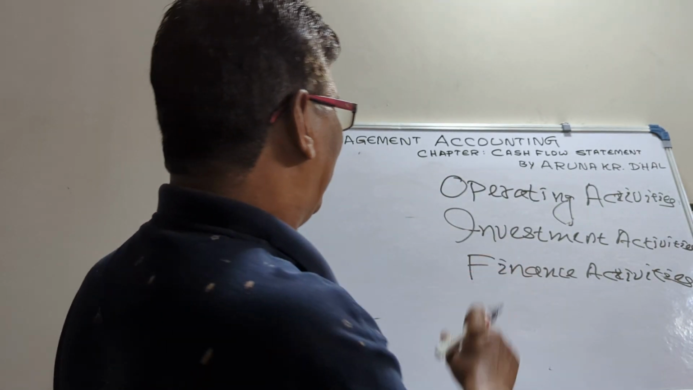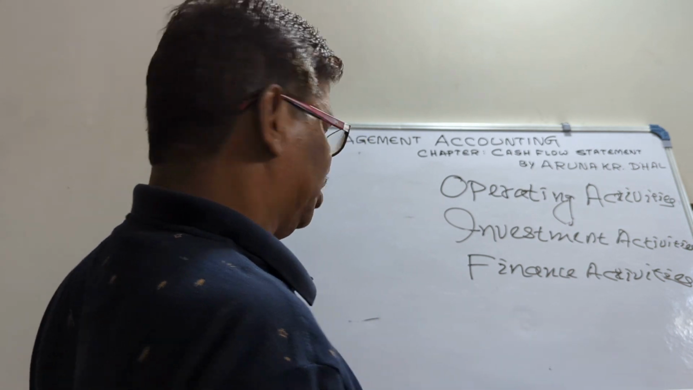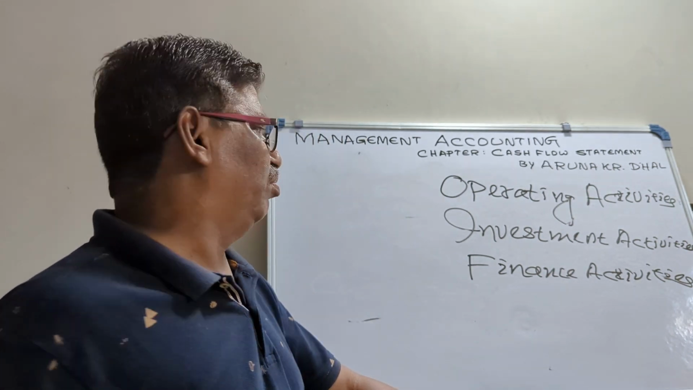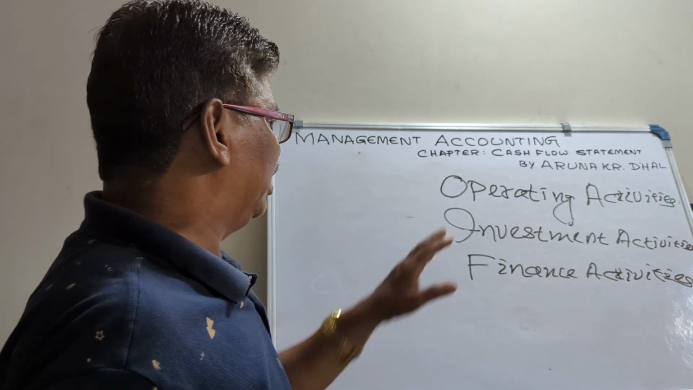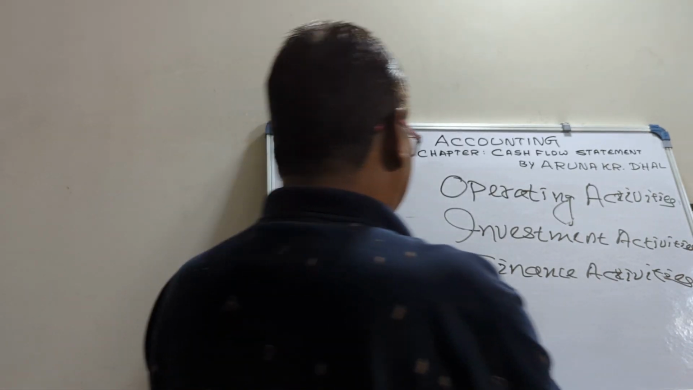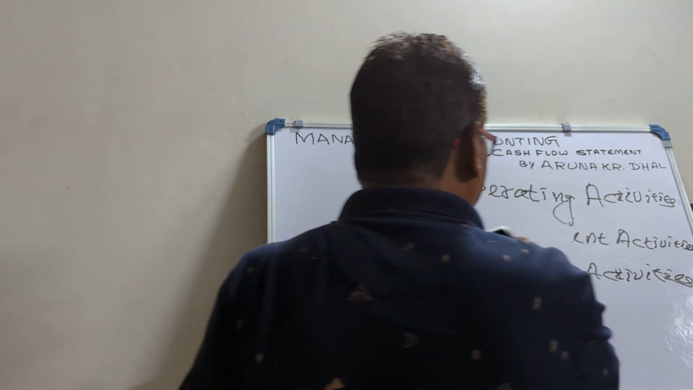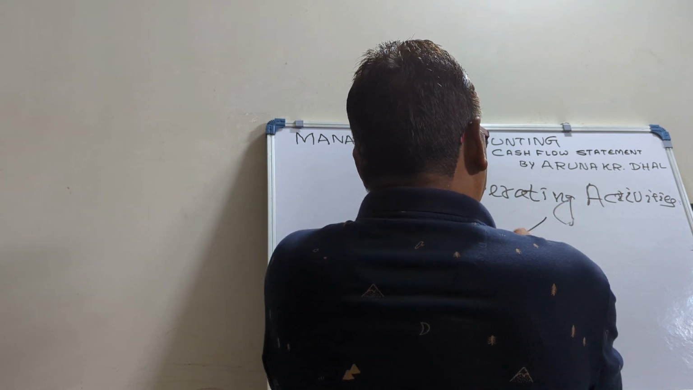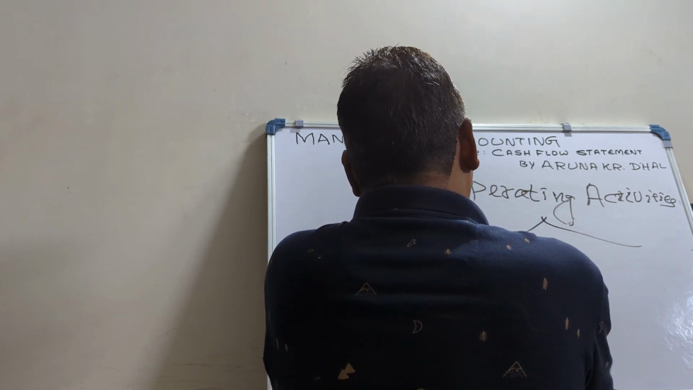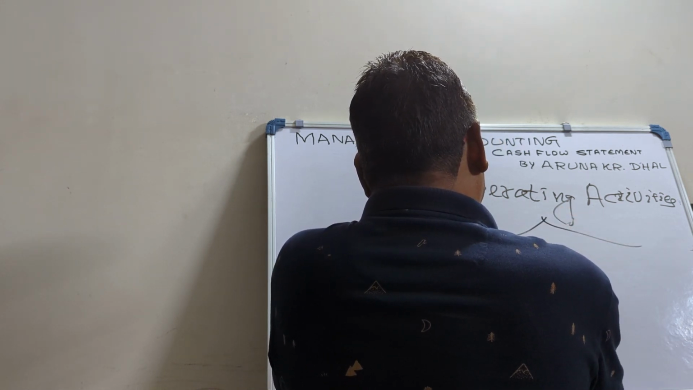So we will discuss now operating activity. In cash flow, it may be direct or indirect. In case of operating activity, it is of two types. One is the direct method, another is the indirect method.